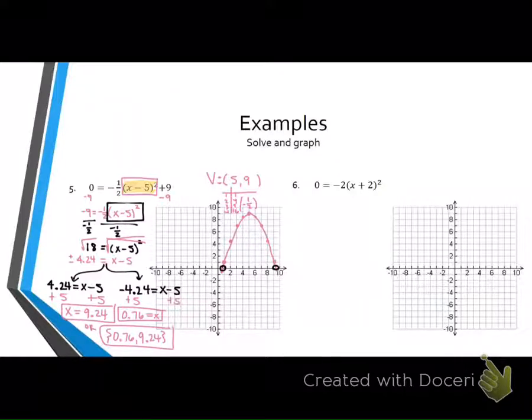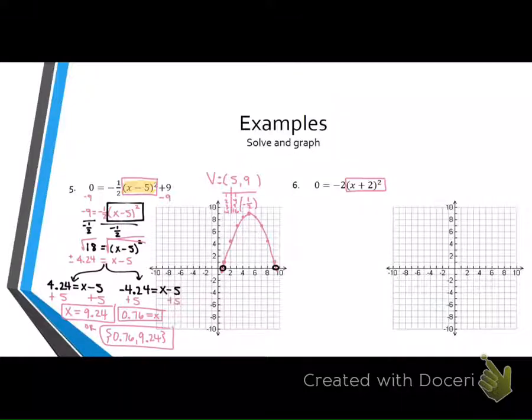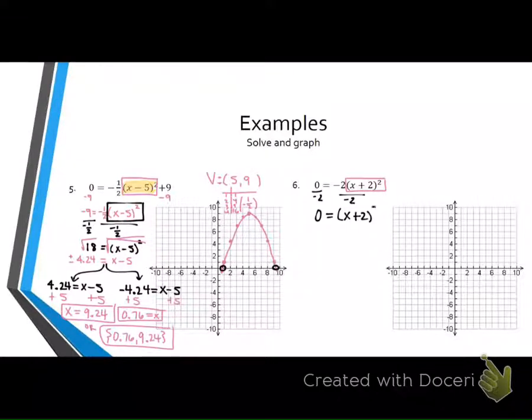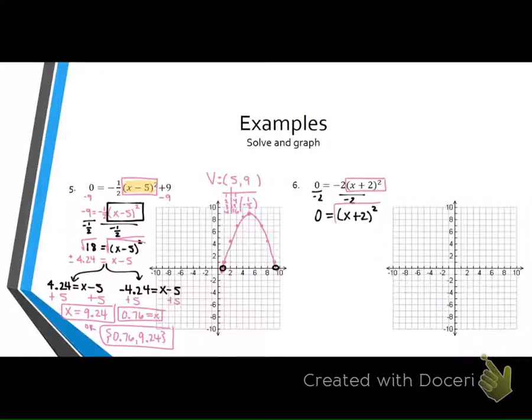So we need to isolate this. The negative 2 is not inside of my box. What do I need to do first, Jayla, to get it isolated? It's being multiplied, so the inverse of multiplication is division. So I have x plus 2 to the second power. Is that now isolated? Yes.